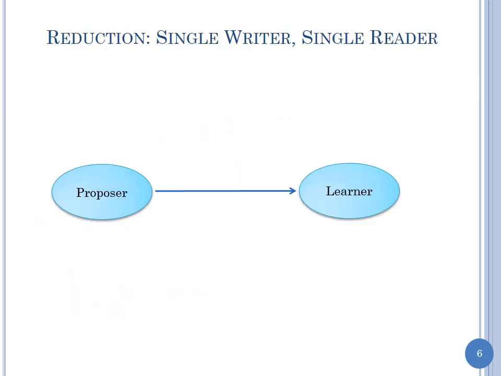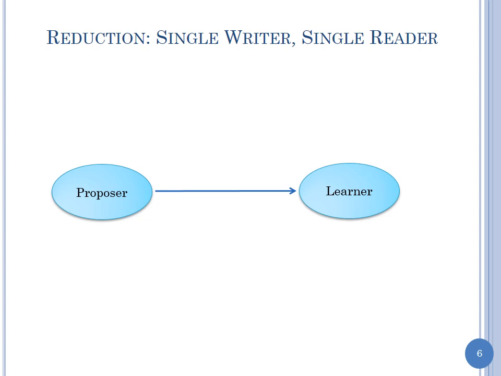So before we go and do the full problem, let's do the Sakai problem, where there's only one reader and one writer. We'll call that the proposer being the writer and the learner being the reader. And this seems like a simple problem, but we'll see that if we want to do it correctly, achieving consensus here is actually impossible.